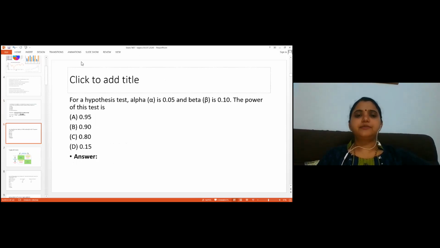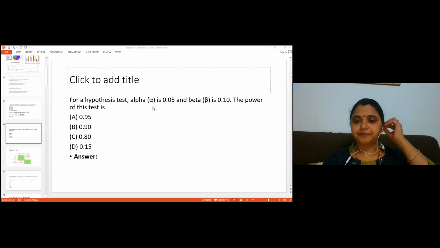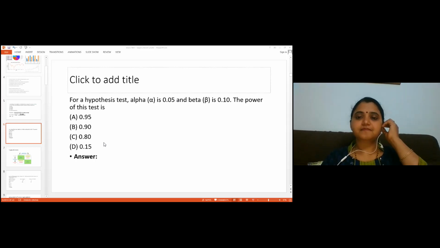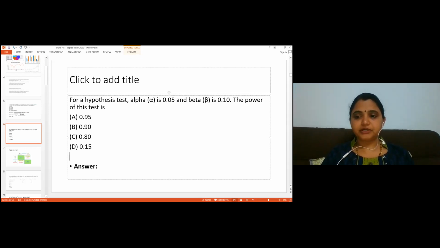Now, when we proceed to hypothesis test, I'm sure all of you are also aware about hypothesis testing. What is alpha and beta? For a test of hypothesis, how do we define them? If alpha is 0.05 and beta is 0.01, what is the power of the test? Can I wait for a moment for an answer? I hope all of you remember what it is.